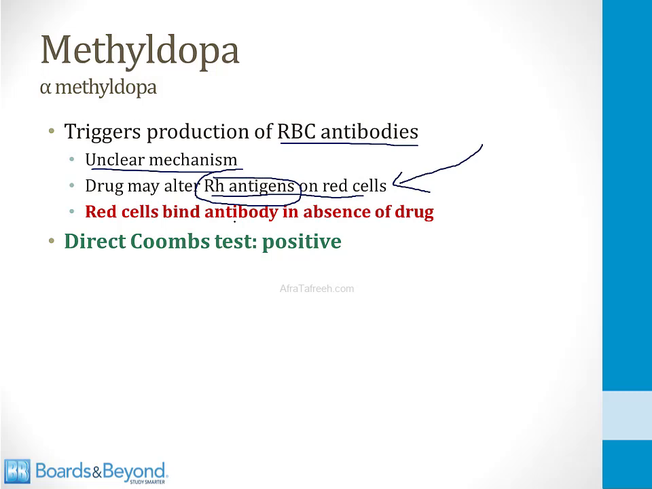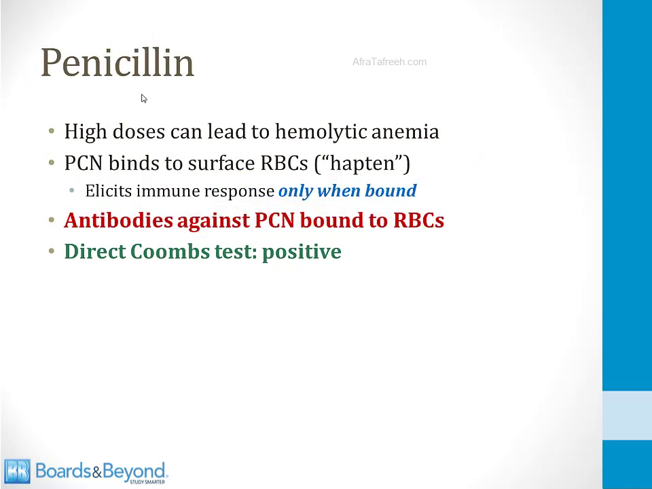And what's interesting is that once the surface has been modified, red cells will bind antibody even in the absence of the drug. That's because the surface has been altered by methyl dopa. And if you do a direct Coombs test, it will be positive because antibodies are binding to the surface of the red cell. Another drug that is classically associated with hemolytic anemia is penicillin.